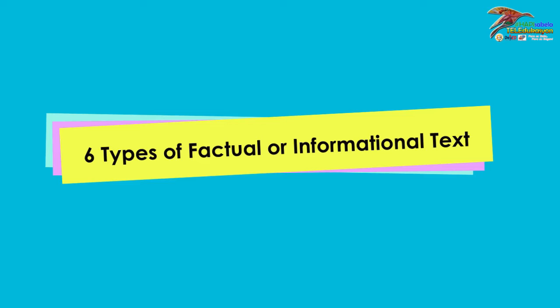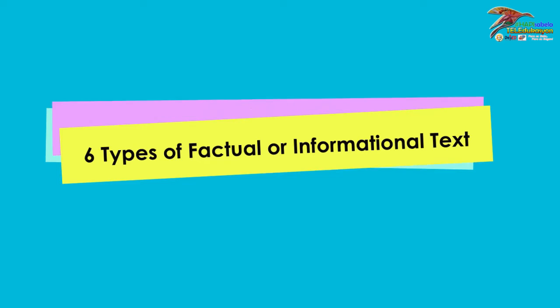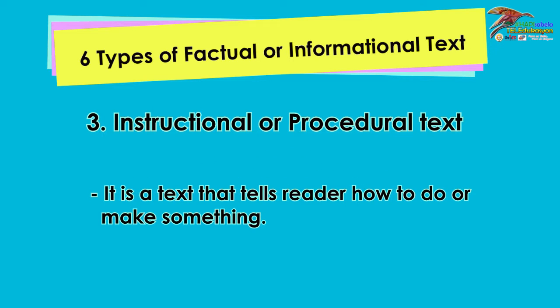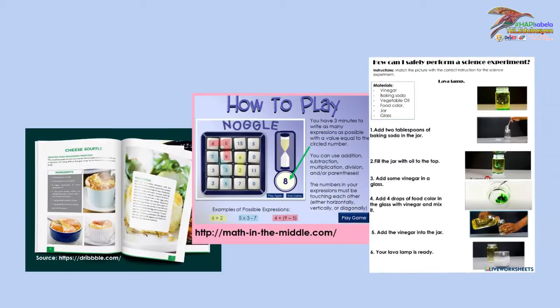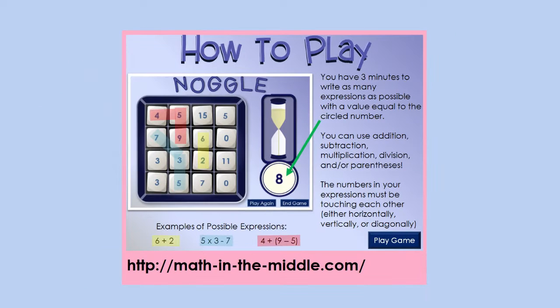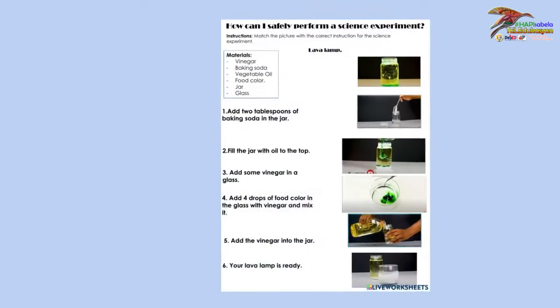Let's move on with the third type of informational text, instructional or procedural text. It is a text that tells the reader how to do or make something. These examples are recipes from a cookbook, instructions for playing games, or science experiments.